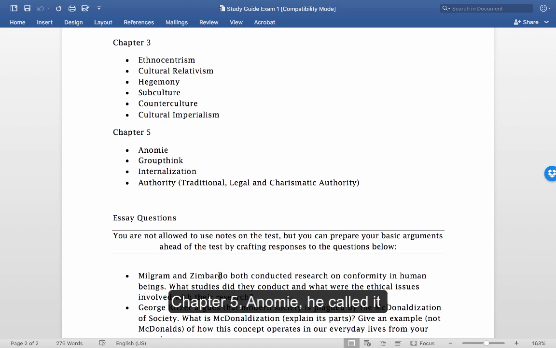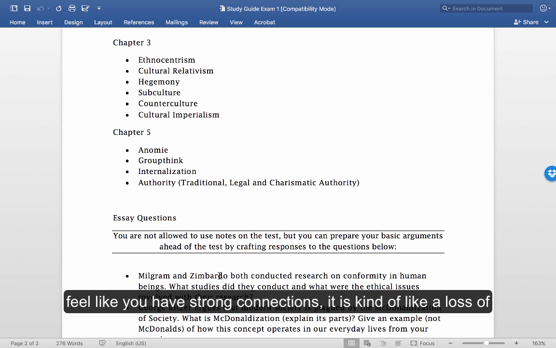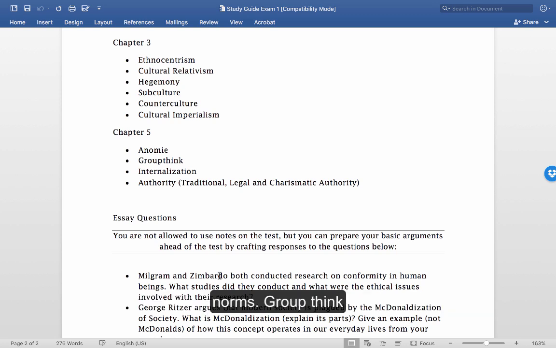Okay, chapter five. Anomie, what he called normlessness, is just this idea of when you're disconnected from society and you don't feel like you have strong connections. It's kind of like a loss of norms.